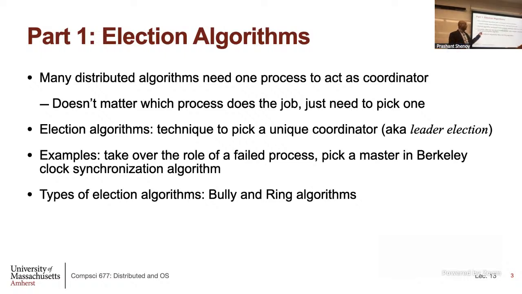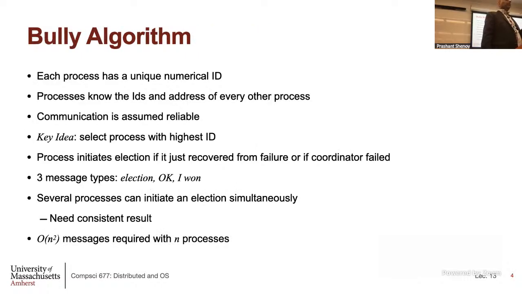And we have already seen picking a master in the Berkeley algorithm and many other places where we need this coordinator. So these are the types of algorithms we are going to look at today. They will allow us to pick a leader. We'll see several algorithms starting with Bully and then Ring and several others. So let's start with the Bully algorithm.